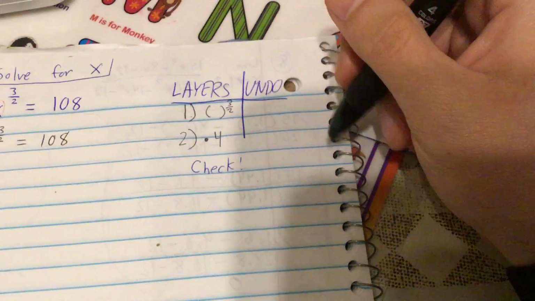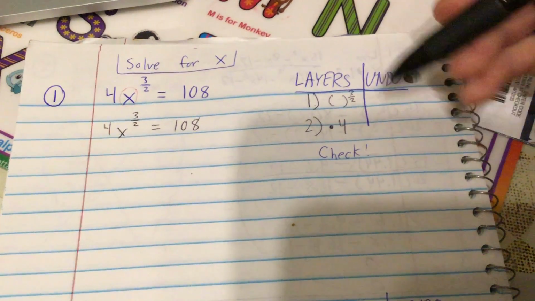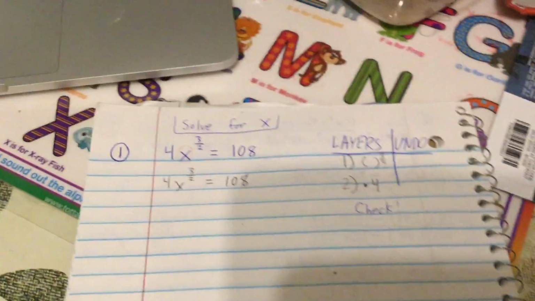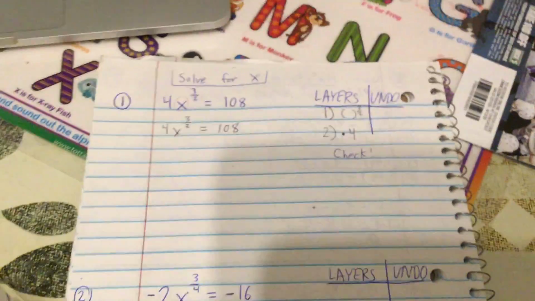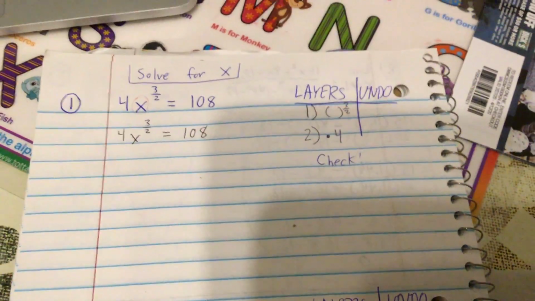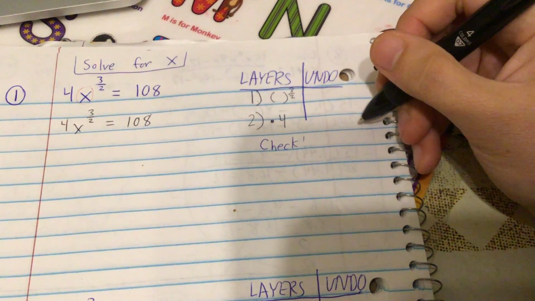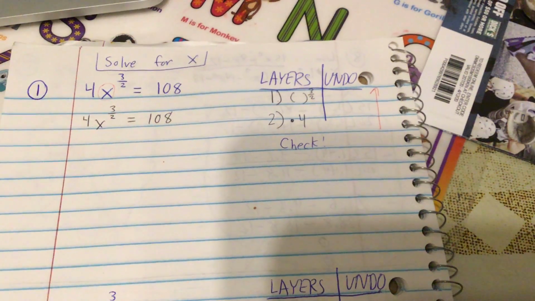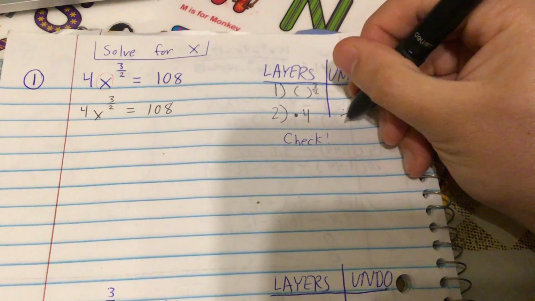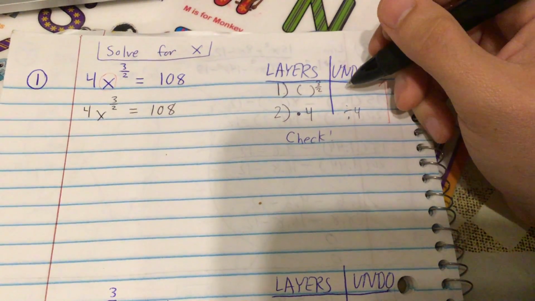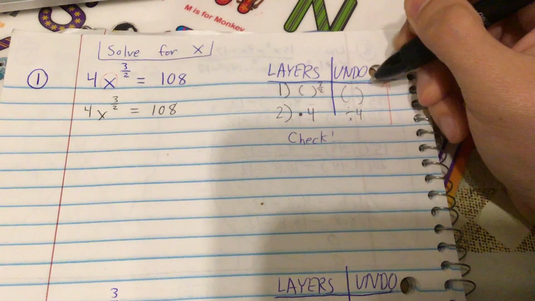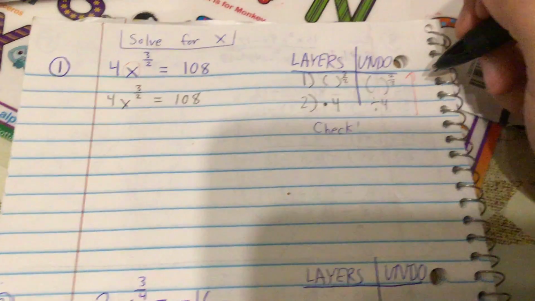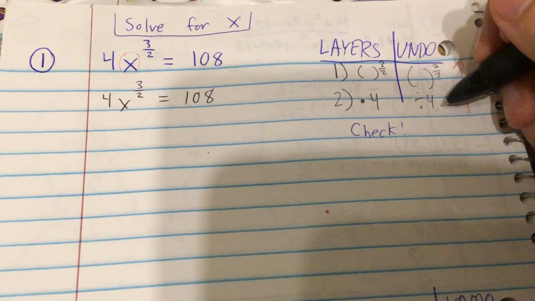So now, how do I undo those layers? Remember, this is the inner layer and this is the outer layer. I'm wearing a jacket, so I'm going to use this as a prop, take off the jacket. If I undo the layers from outermost to innermost, I need to divide both sides by 4. And then, what's the reciprocal of the 3 halves power? The 2/3 power. So now, let's do that. First things first, let's divide both sides by 4.